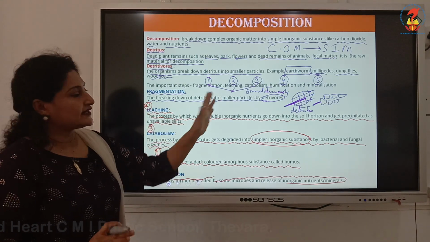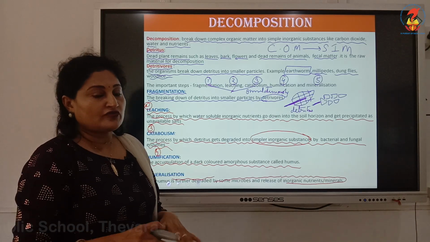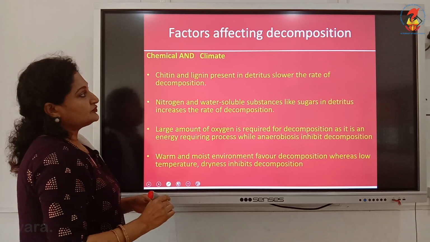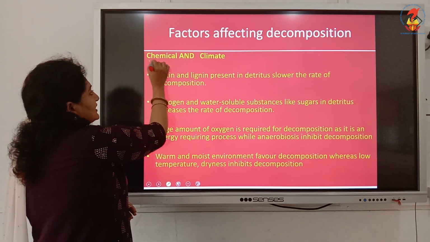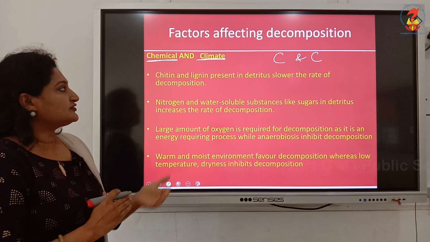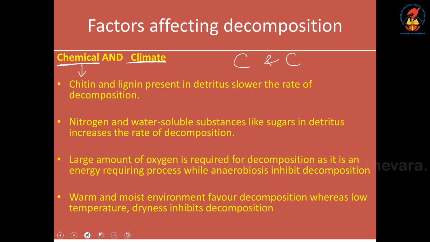So I'll move on to the next slide, which deals with the factors influencing decomposition. The factors affecting decomposition can be broadly classified into chemical factors and climatic factors. So it's very easy for you to remember C and C. One C is the chemical factors that influence decomposition, the other one is the climatic factors. First let's see the first C, that is the chemical factors.